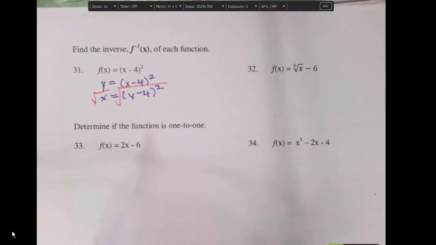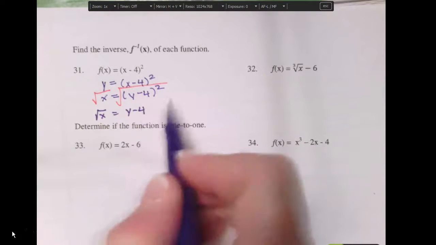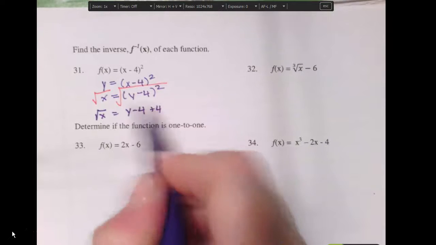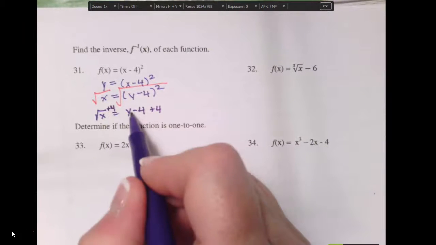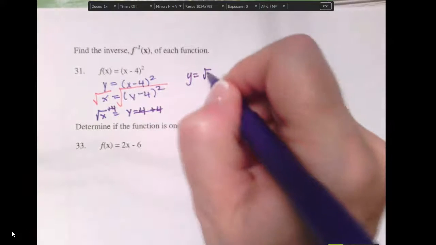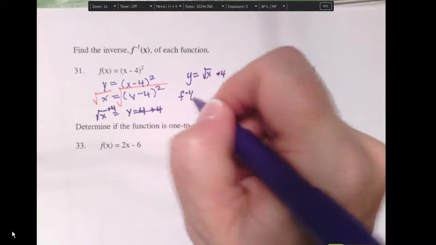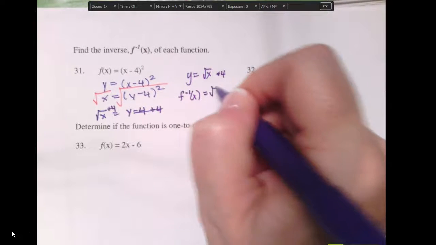I just put it in a different color. So now I've got square root of x equals y minus 4. So if I add 4 to both sides, then y will be by itself. So then I'll have y equals square root of x plus 4. And then I would rewrite that in my inverse notation.